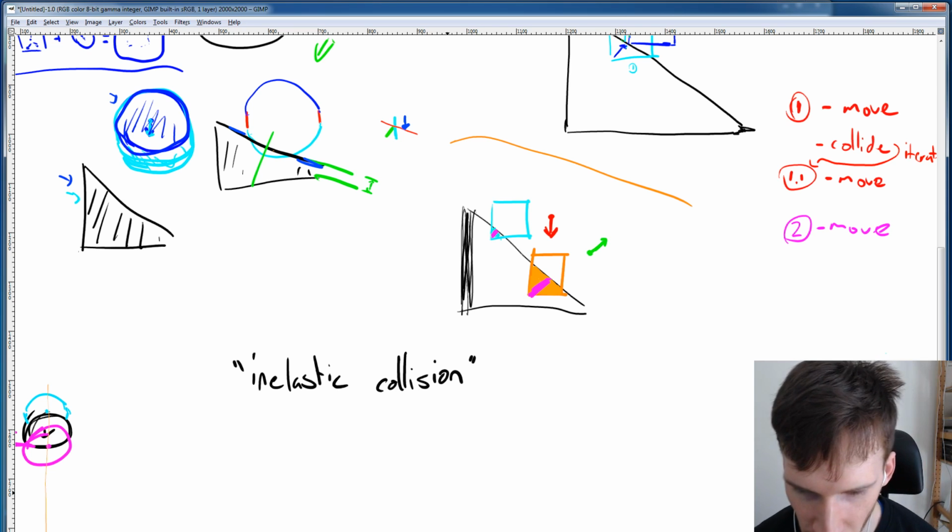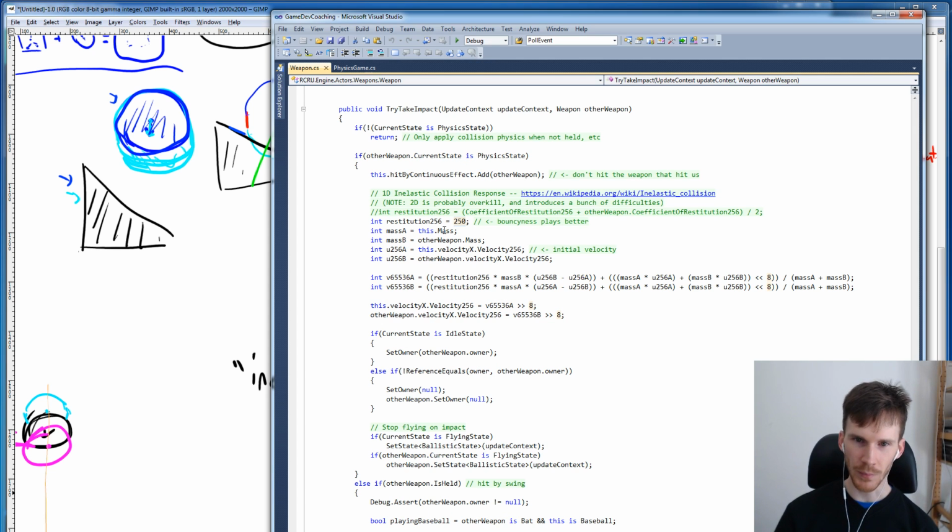Well, I'll just bring up this code because we have it already. Restitution is the coefficient of restitution. We're just taking the average of the two coefficients of restitution. I can't remember the details exactly. In fact, it looks like we just turned off coefficient of restitution entirely and used a constant. Looks like bounciness plays better, so it was a gameplay decision. It's a cartoon though, so that makes sense.